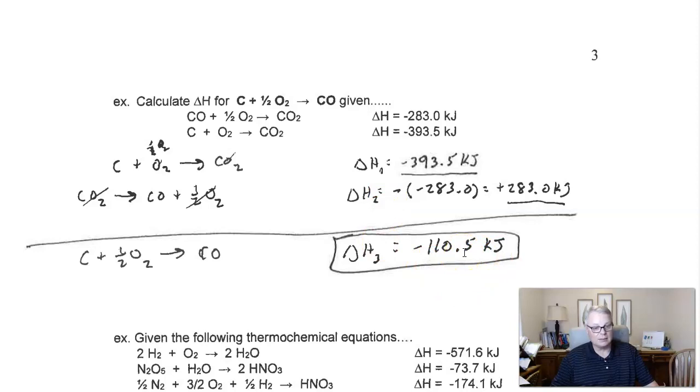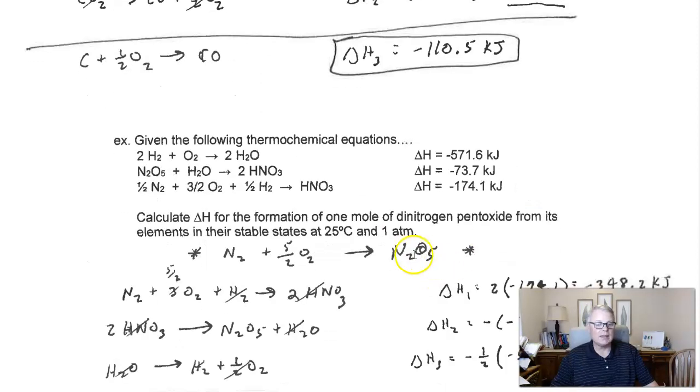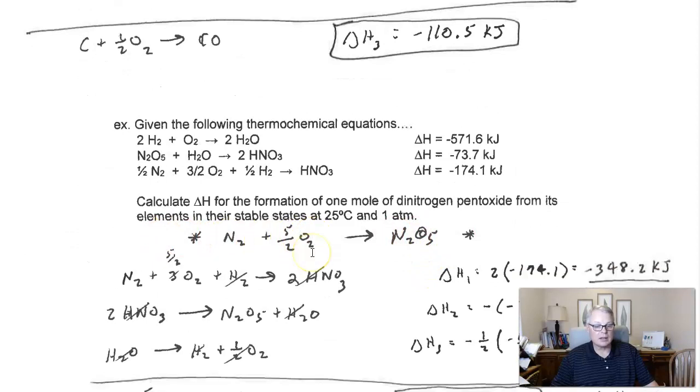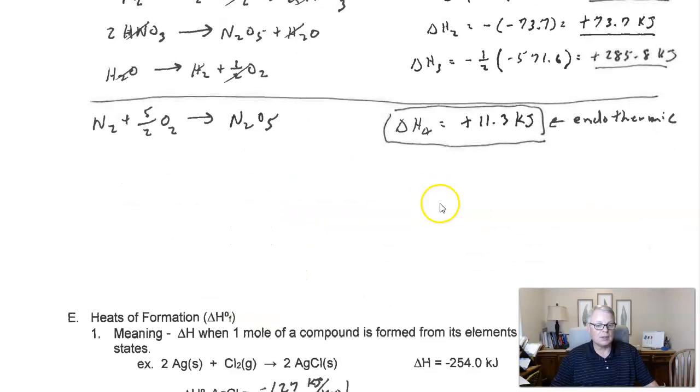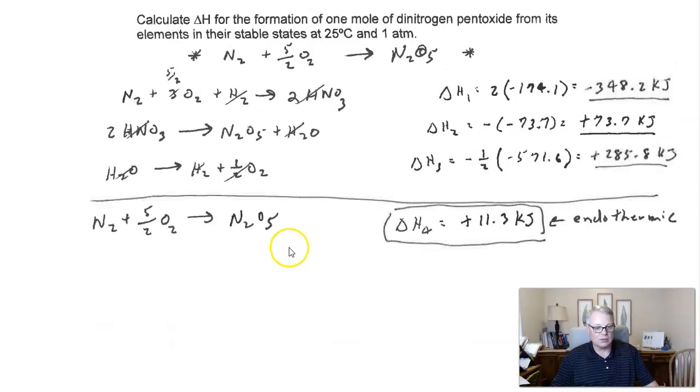It's path independent. If I want to make N2O5 from nitrogen and oxygen, I could do it directly, or I could take nitrogen, add oxygen and hydrogen to it, make HNO3, take the HNO3, break that down to N2O5 and water, and then take the water and break it down into hydrogen and oxygen. It doesn't matter if I do it in 3 steps or if I do it in 1 step, you still get the same delta H. And that's the reason why Hess's law works. It's a state property.